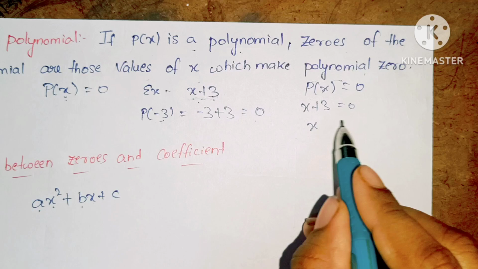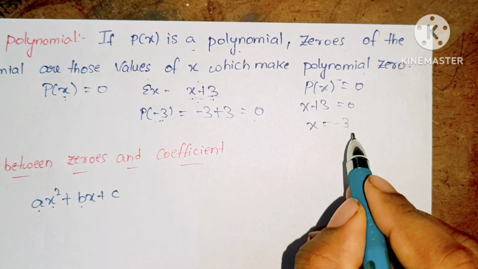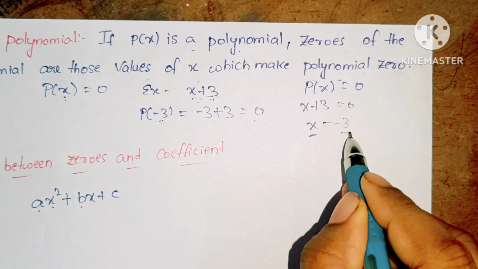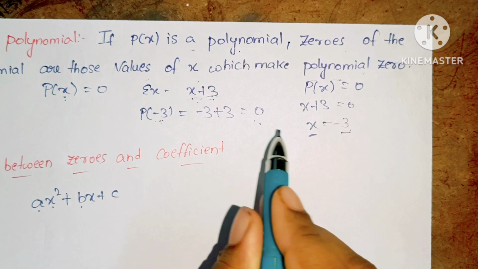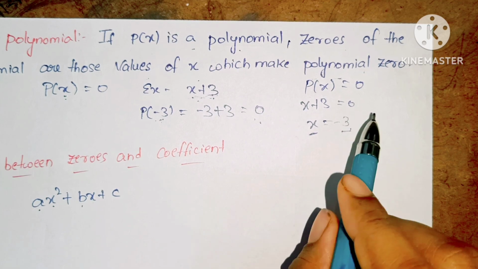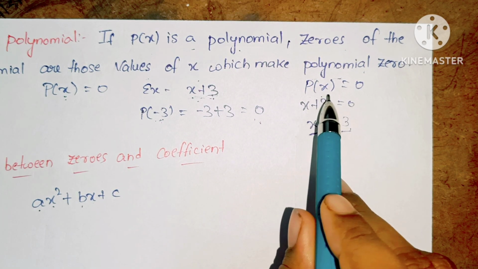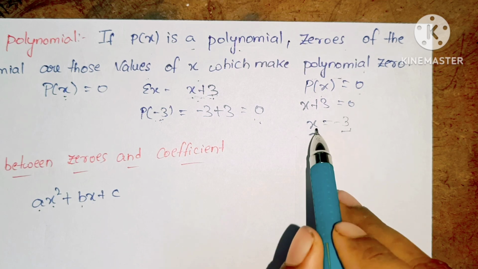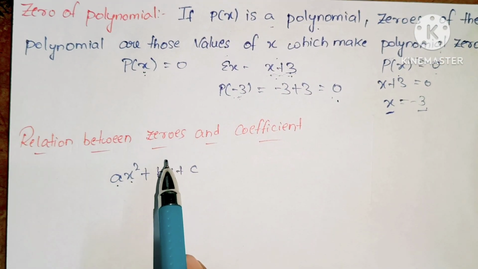Then transpose this plus 3 to the right side, you will get x equal to minus 3. So you got here, in the place of x, if you keep minus 3, you will get that equation 0. Understood? In this simple way, if any polynomial equation is given, you can make it equal to 0 and you can easily get the root values. Those root values are nothing but zeros.